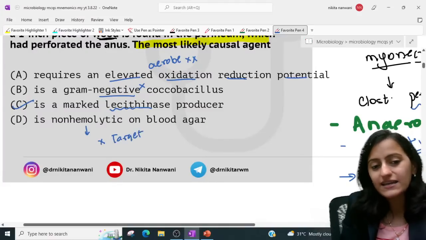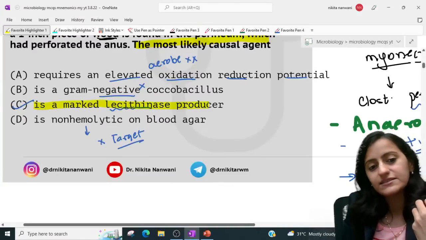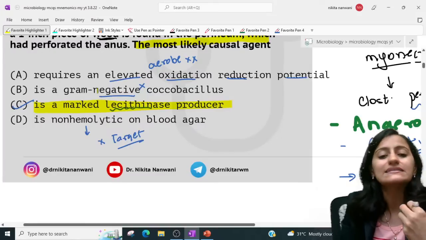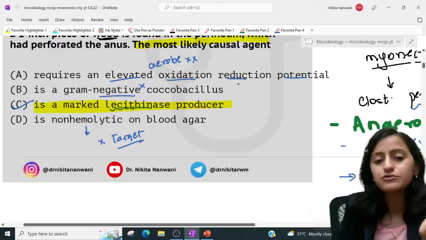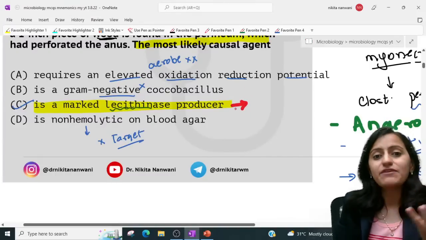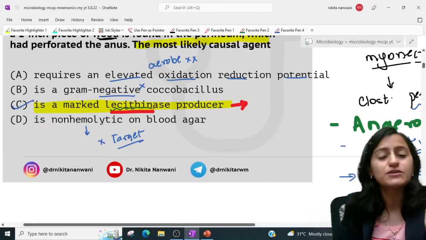No, it shows target hemolysis or double zone of hemolysis. So the correct answer here is C. That means it's a marked lecithinase producer. And what test do we basically do for this lecithinase? To identify Clostridium perfringens, that means it is producing lecithinase.